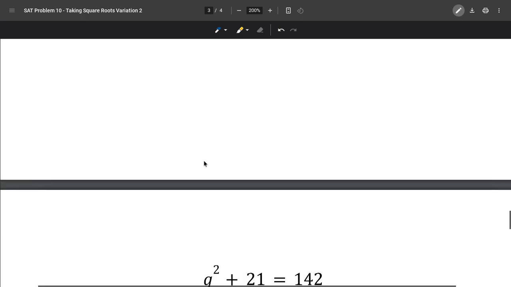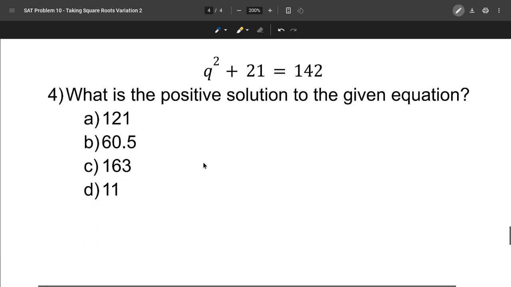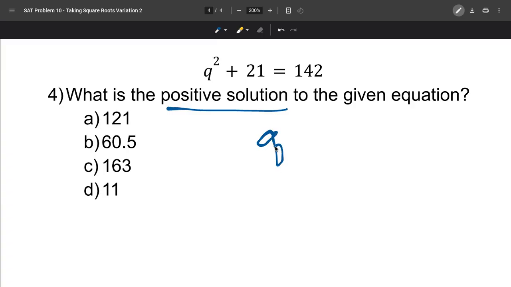Okay, let's go to this last one here. We've got q squared plus 21 equals 142. What is the positive solution to the given equation? All right, so I'm just going to write it out again. I want to get rid of the addition of 21 to q squared, so I'm going to subtract 21 from both sides.